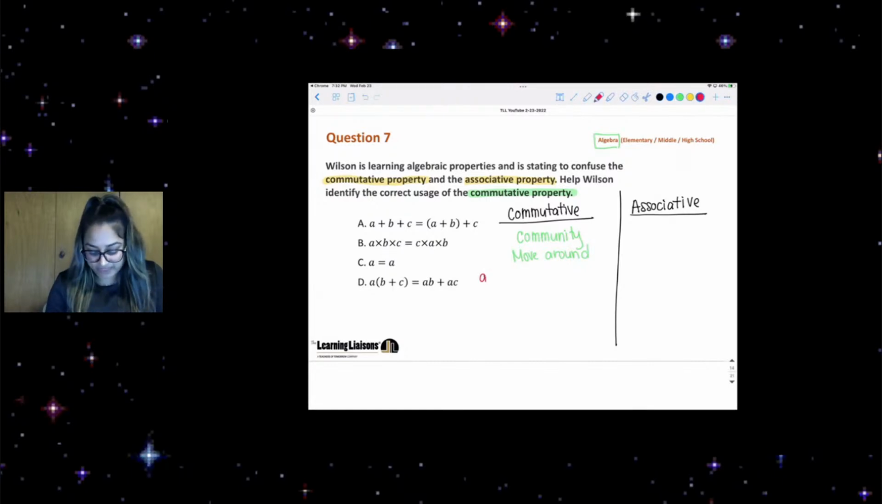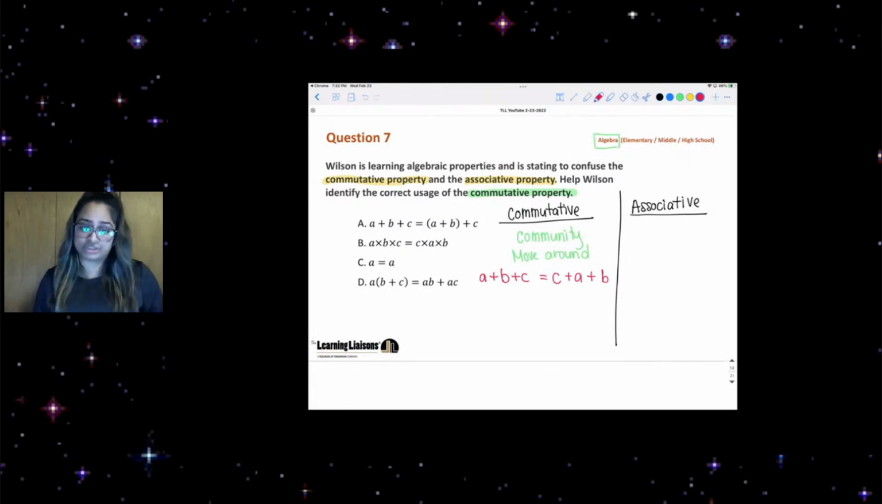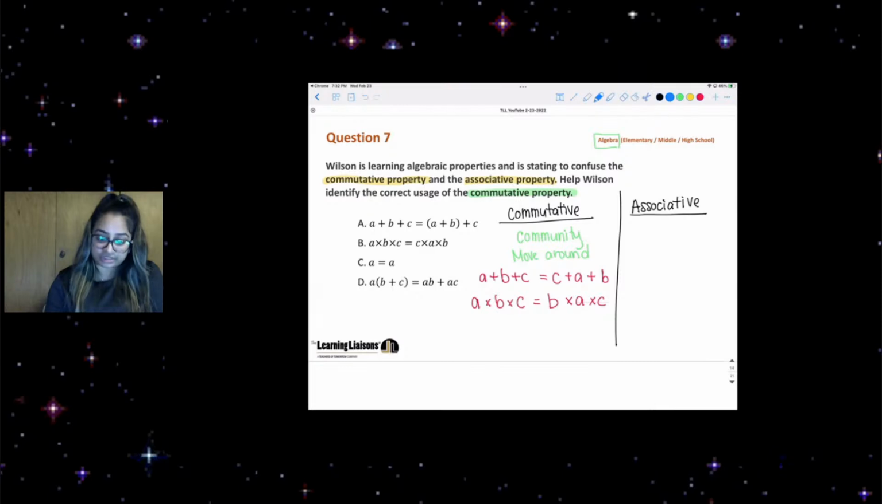So if I have A plus B plus C, I can move things around however I want. I can have C plus A plus B, or B plus C plus A, anything other than the original order. And for multiplication, if I have A times B times C, I'll in turn have anything other than the original order, B times A times C.